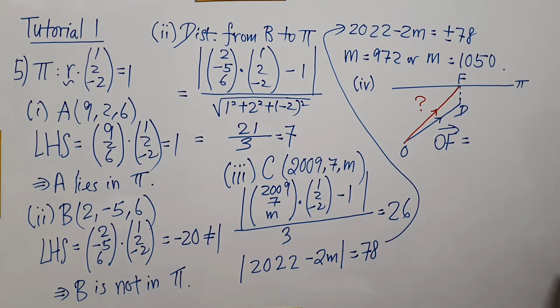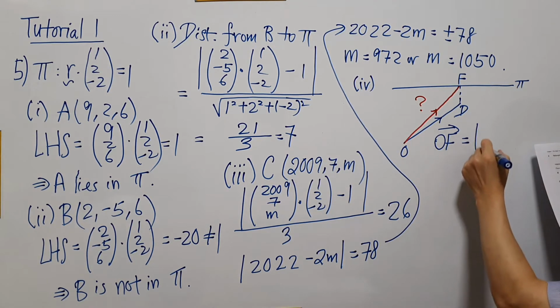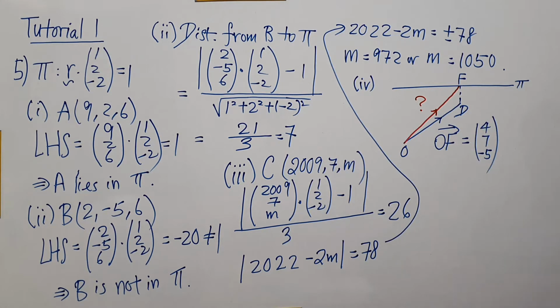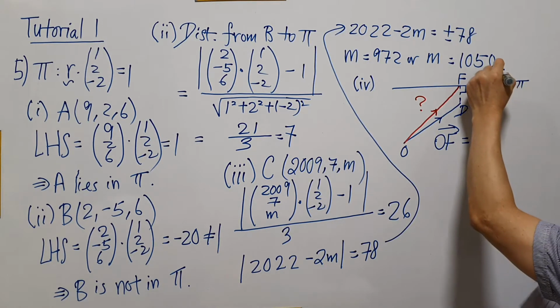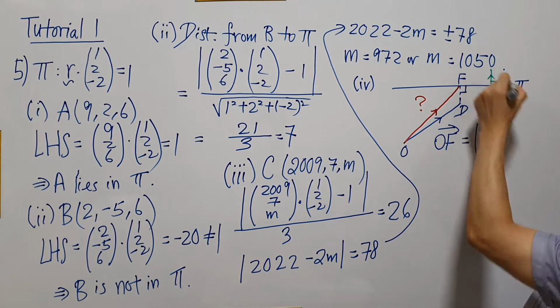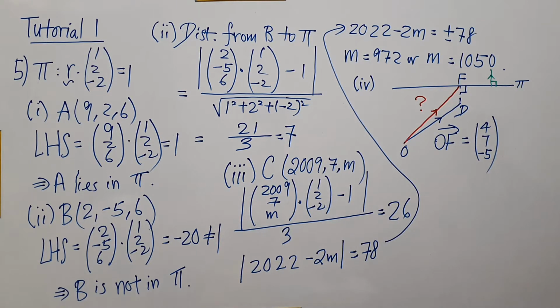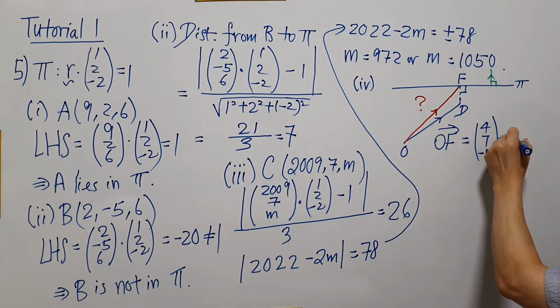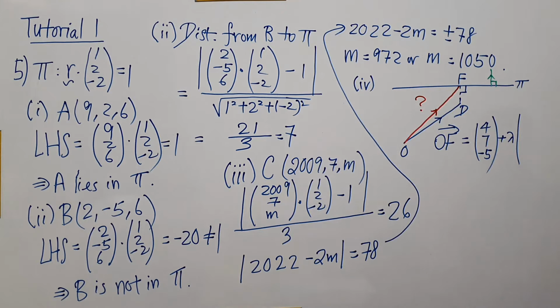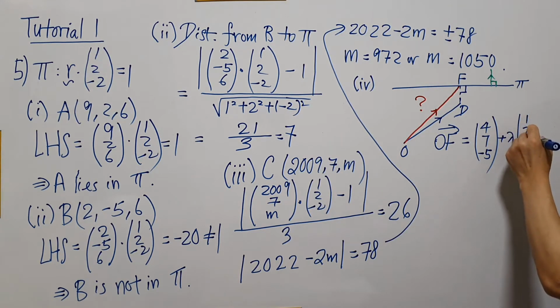And OD is equal to (4, 7, -5). Then looking at DF, if you look more carefully, DF is actually perpendicular to the plane. So therefore, DF will be parallel to the normal vector of the plane. So I can say that this is equal to a multiple of the normal vector of the plane pi, which is (1, 2, -2).